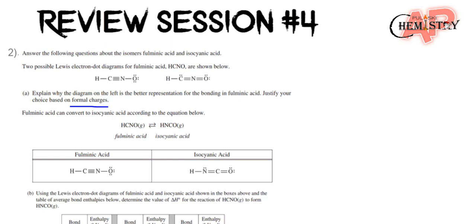So check this out. Like a lot of AP questions, it's already telling you that the left is better than the right one. That's interesting. So I think they're letting you off the hook. But they're saying using formal charges. So, I don't remember how to do that. If you don't remember, you're done, right? So let's talk about what formal charges mean. It means that it's the most favorable bonding with electrons. So the bonding in terms of electrons.